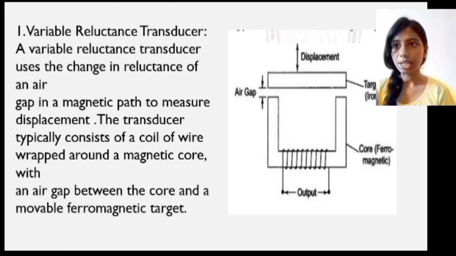A variable reluctance transducer uses the change in reluctance of an air gap in the magnetic path to measure displacement. The transducer typically consists of a coil of wire wrapped around a magnetic core with an air gap between the core and a movable ferromagnetic target.